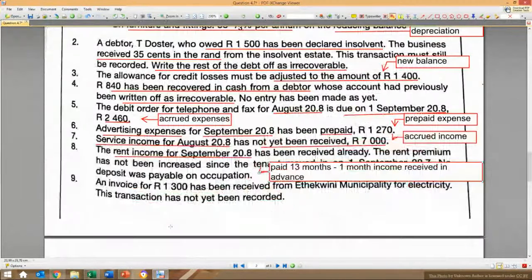Okay, then if we go to entry number 9, it says an invoice for 4,300 was received. I received the invoice for 4,300 from Equitini Municipality for electricity, and it has not been recorded. So what do you think we have to do with this? I've already got an invoice for 4,300 for electricity, but I haven't recorded it. How should we reflect transaction number 9? Who can tell me? What will I debit? What will I credit?